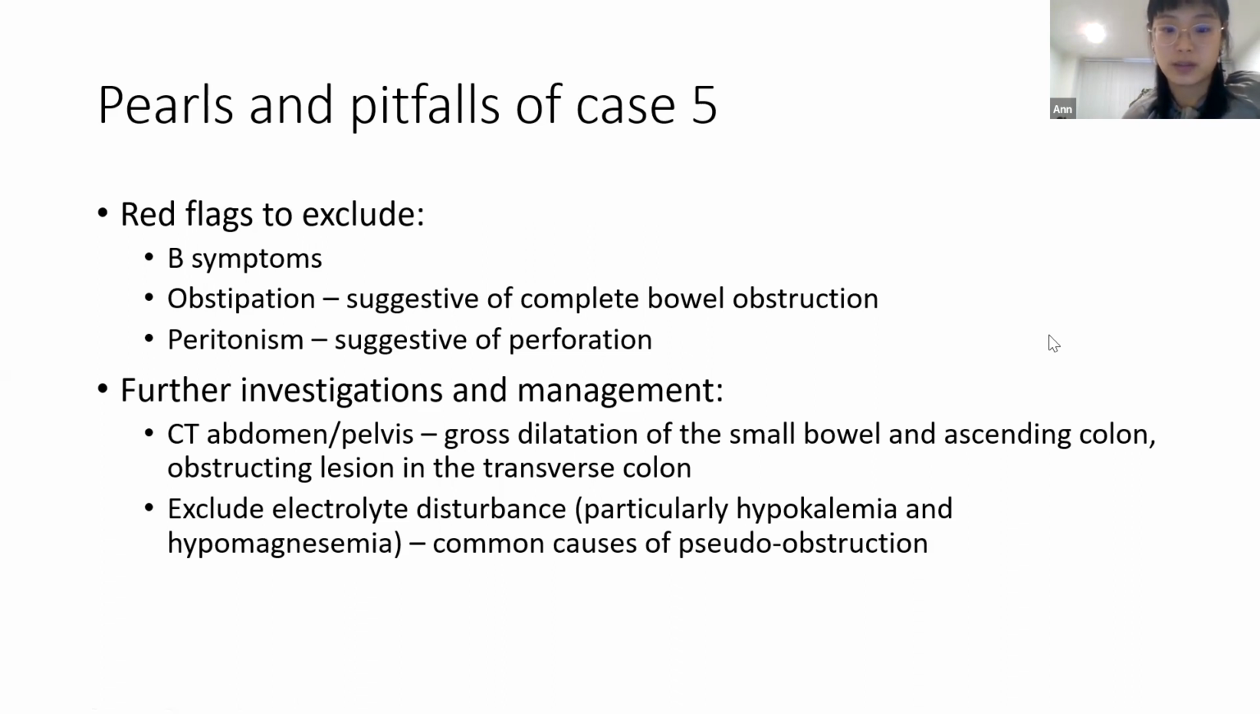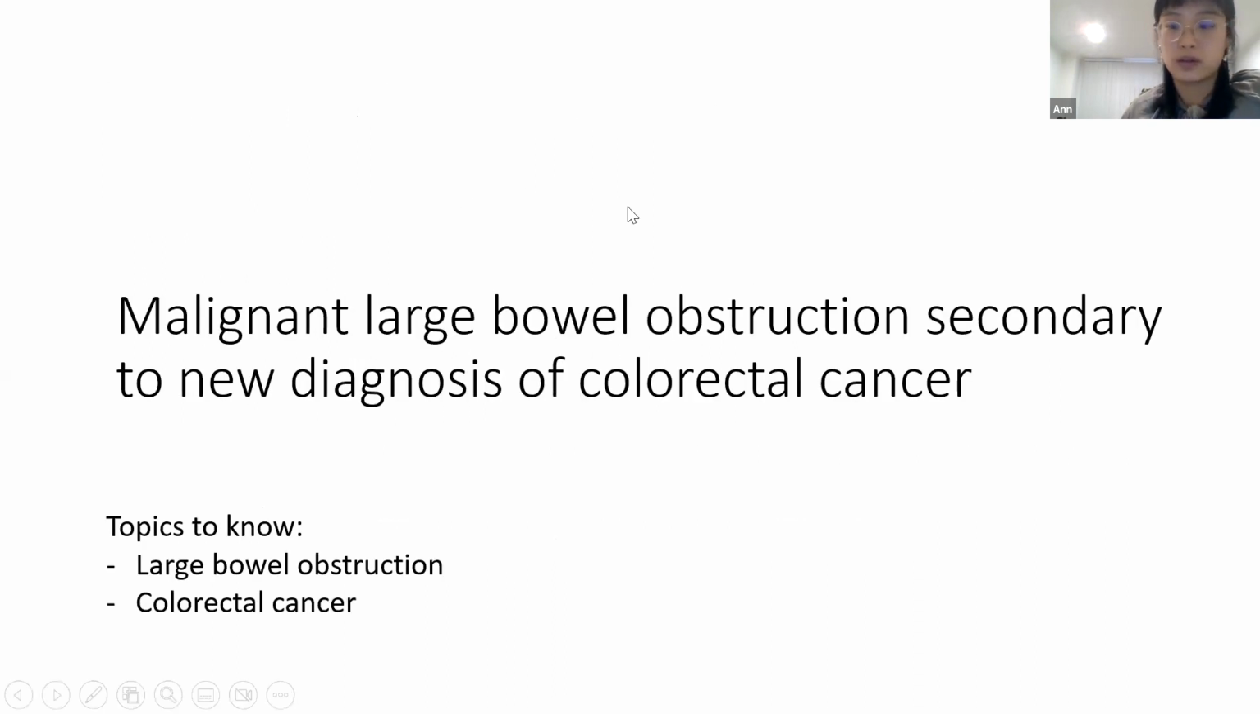On bloods, as I mentioned before, you just want to exclude electrolyte disturbances like hypokalemia or hypomagnesemia, because these are very common causes of pseudo-obstruction. So you just replace them as needed. That goes without saying. So in this case, yes, Kate has malignant LBO secondary to new diagnosis of colorectal cancer. This would be a surgical emergency.